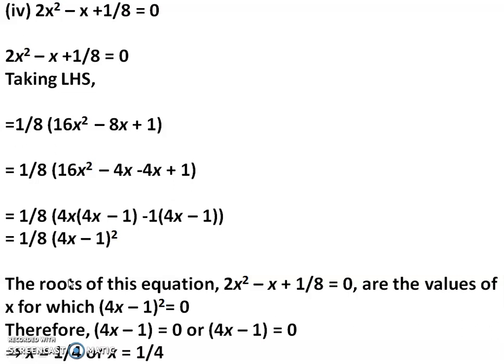So first thing, you have to compare the given equation with the general form, that is ax square plus bx plus c. Then check whether your coefficient of x square is 1, or if it is not 1, multiply a and c and split the middle term in such a way. We'll go to the next one.